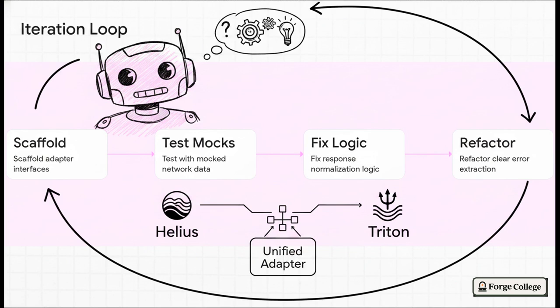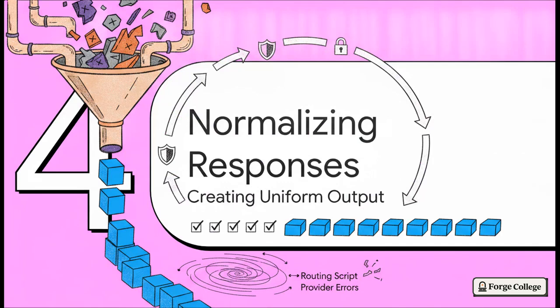We give it the interface, test its output against our mocked data, and force it to refine the code until both the Helios and Triton adapters behave perfectly to our standards. Section 4, normalizing responses and errors, or creating the uniform product.